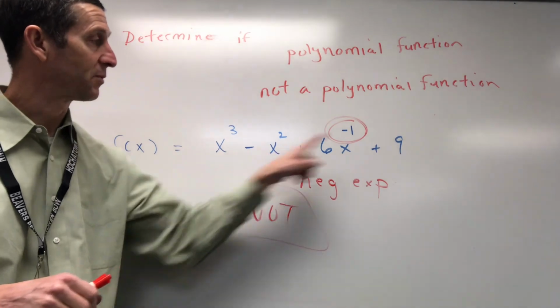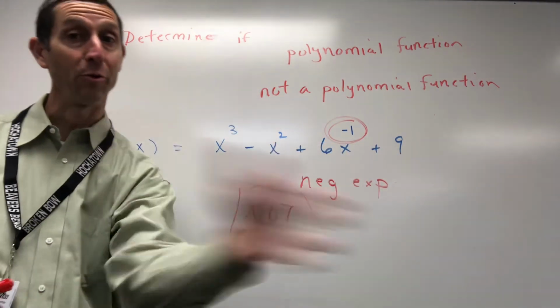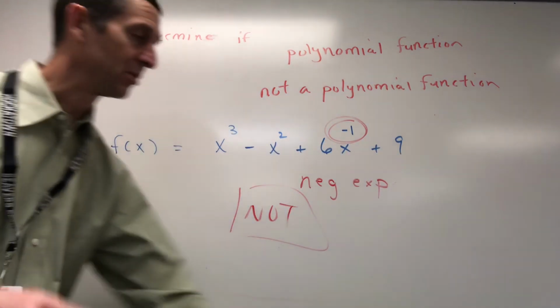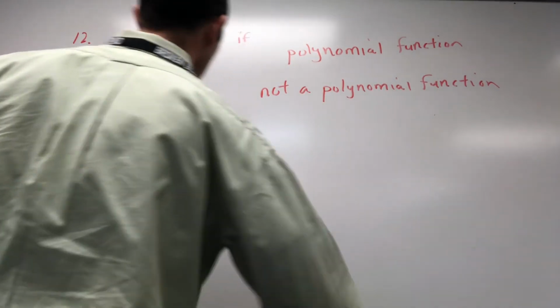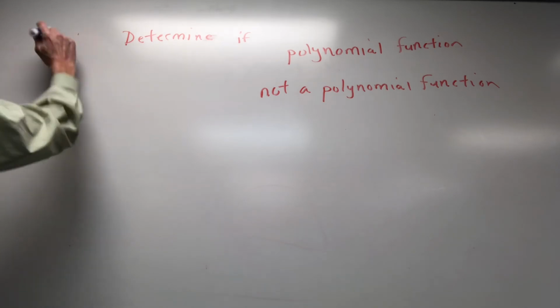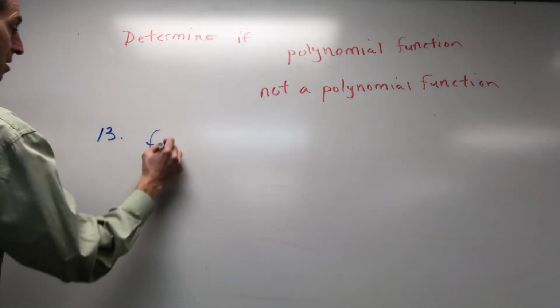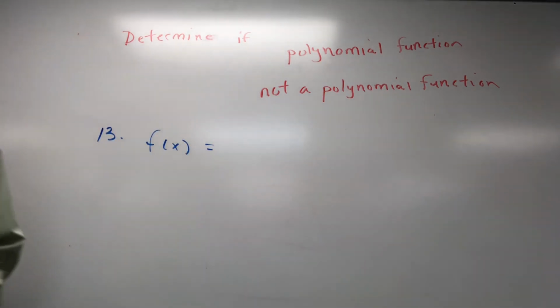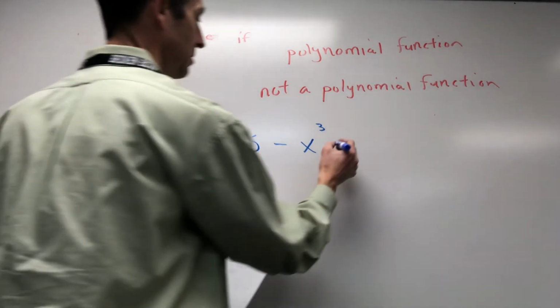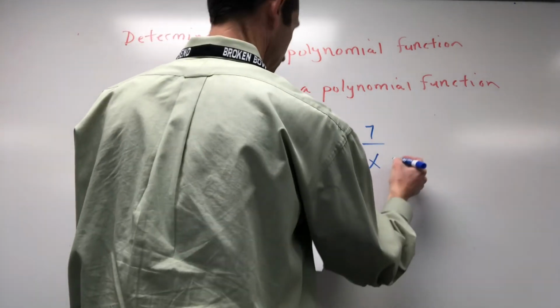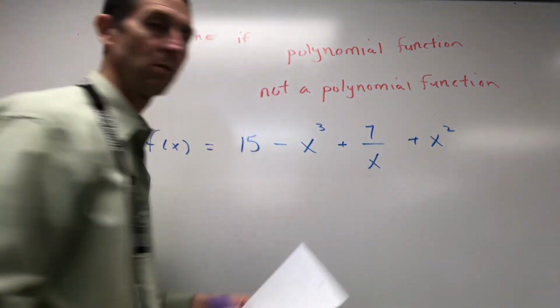So that's fine, that's fine, that's fine. That takes the whole thing down, doesn't work. Here, I'll show you another one that doesn't work. So we'll call this 13. Let's do one more that doesn't work. 15 minus x cubed plus 7 over x plus x squared.